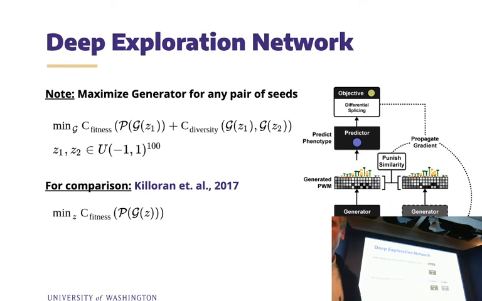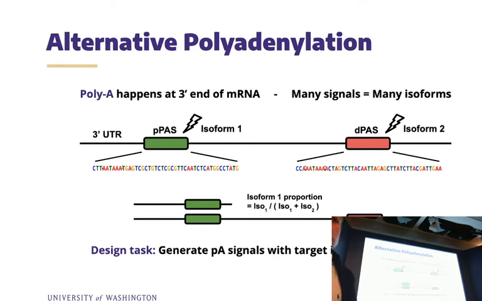seed to that model. And so to demonstrate deep exploration networks, we looked at a gene regulatory mechanism that we've studied intensively before called alternative polyadenylation. Now, poly-A is something that happens at the 3' end of mRNA, where a sequence regulatory code called the poly-A signal, illustrated here as green and red boxes on the RNA molecule, attracts the poly-A machinery, which comes in and cleaves the RNA molecule at that position, resulting in one particular isoform.